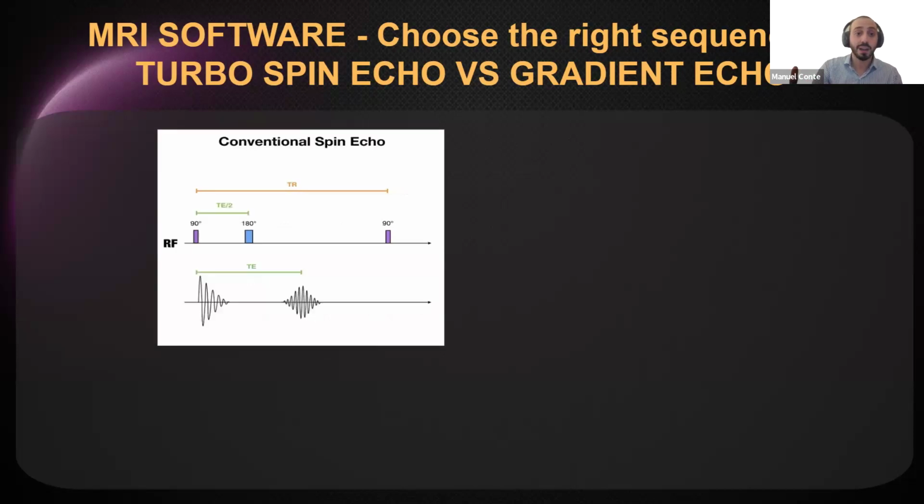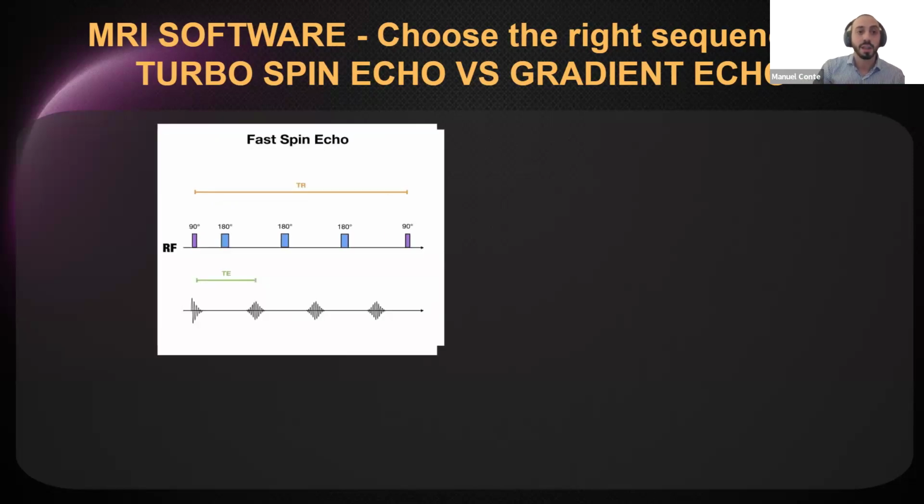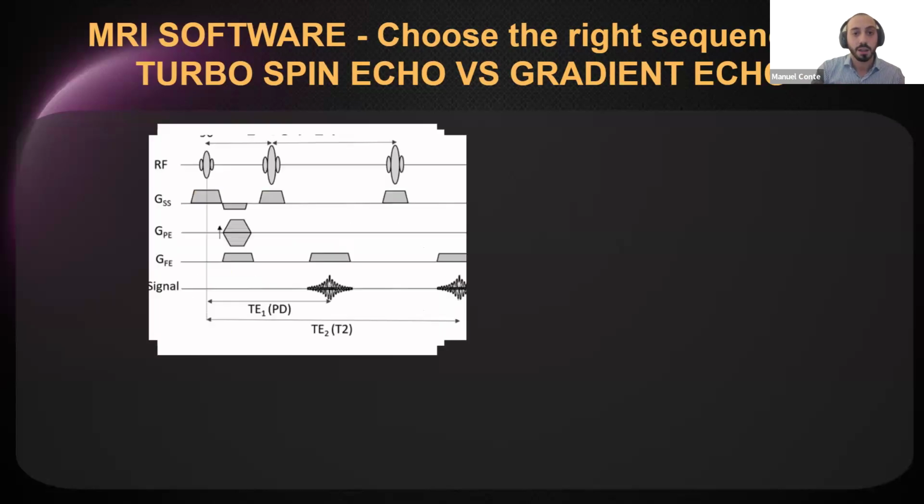Because in the spin echo, we acquire one line of K-space for each TR, so for each echo. In the turbo spin echo, each 180 refocusing pulse generates an echo, and every time we acquire a line of the K-space. So in this case, we acquire three lines per TR.